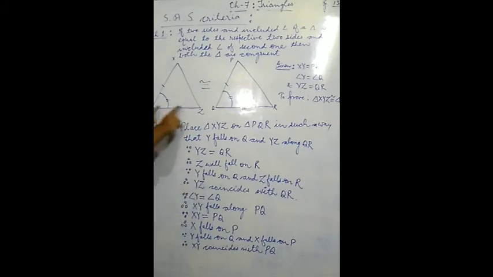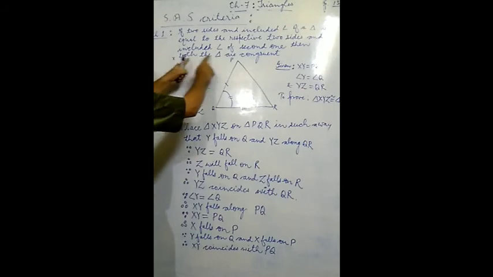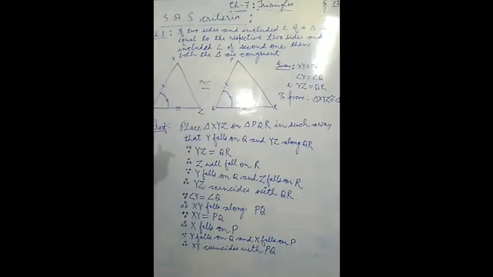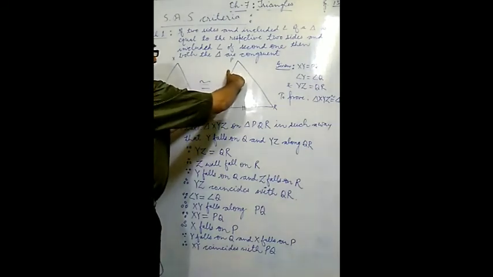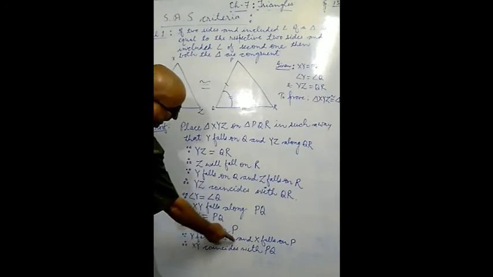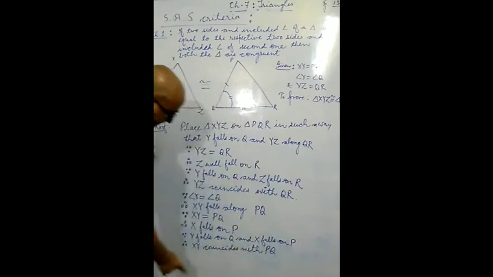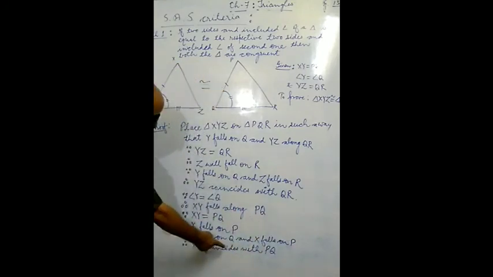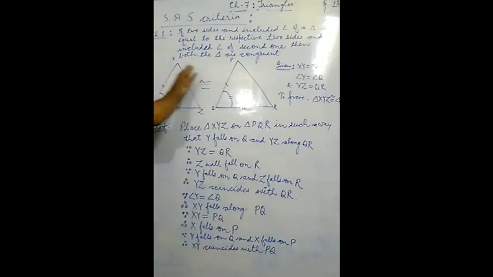Now Y falls on Q and X falls on P. So what will be there? This side will coincide with PQ. So this one is noted down. Since X falls on P and Y falls on Q, therefore XY coincides with PQ. Now this side is also coincided with this side.